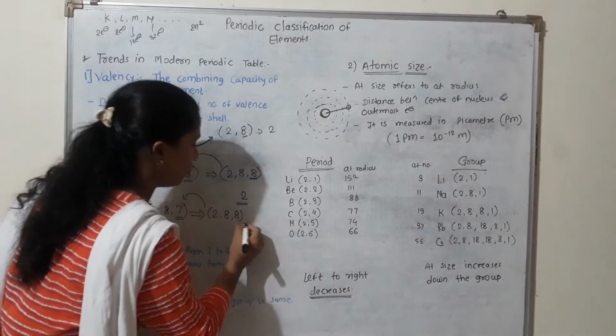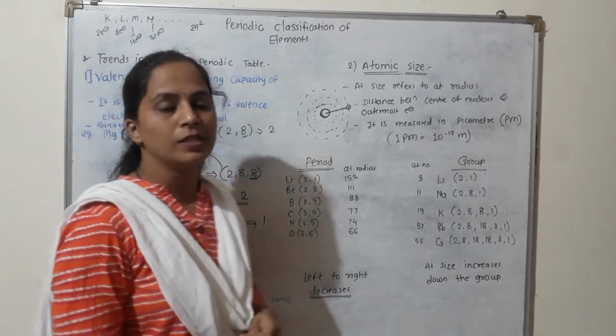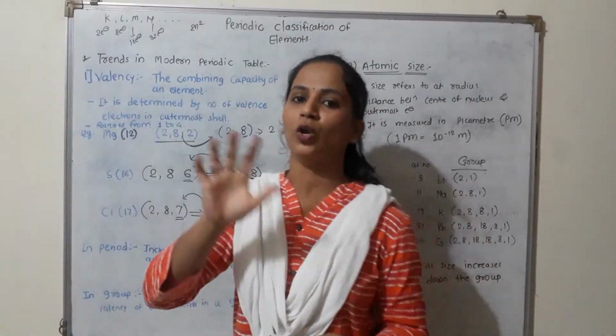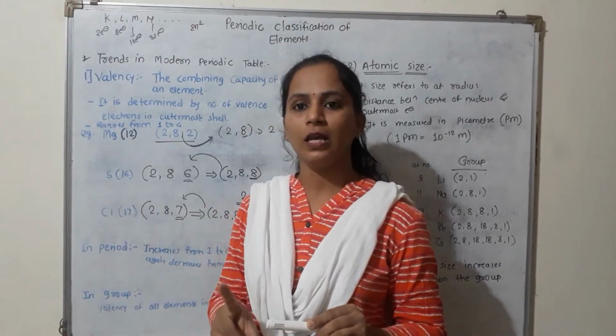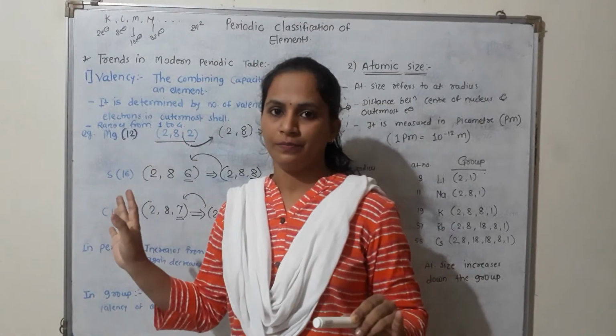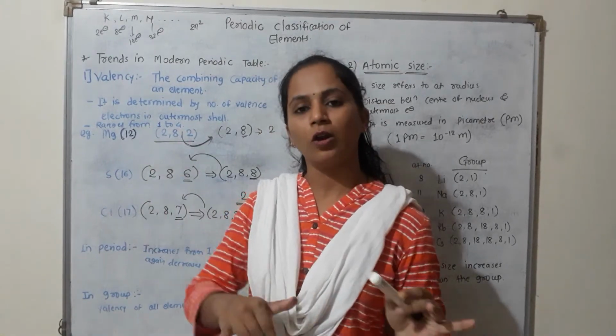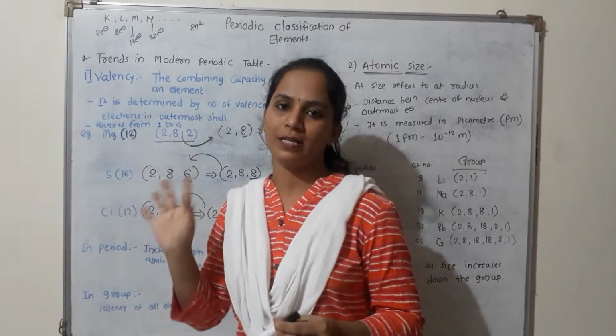So the valency of chlorine is 1. Got it, student? How is valency determined? Valency normally ranges from 1 to 4 only. Means any element has a valency of 1, 2, 3 or 4 only. Not less than 1 and not greater than 4. Only 1, 2, 3, 4. This can be the valency of any element.